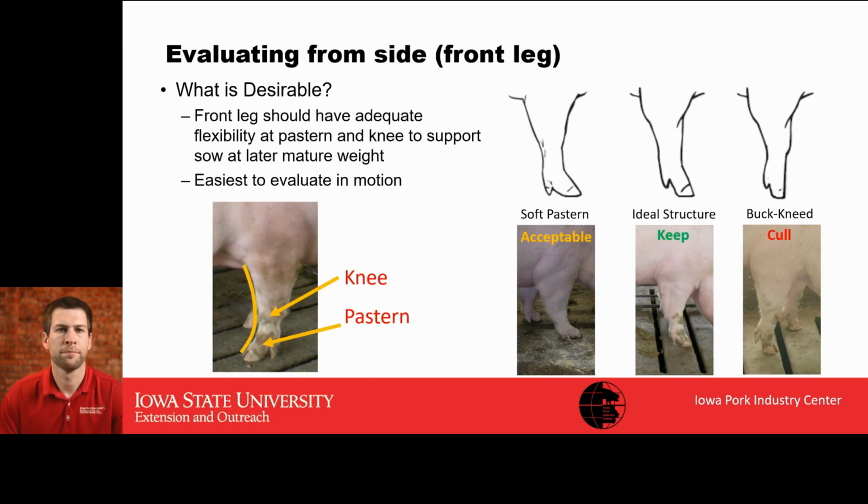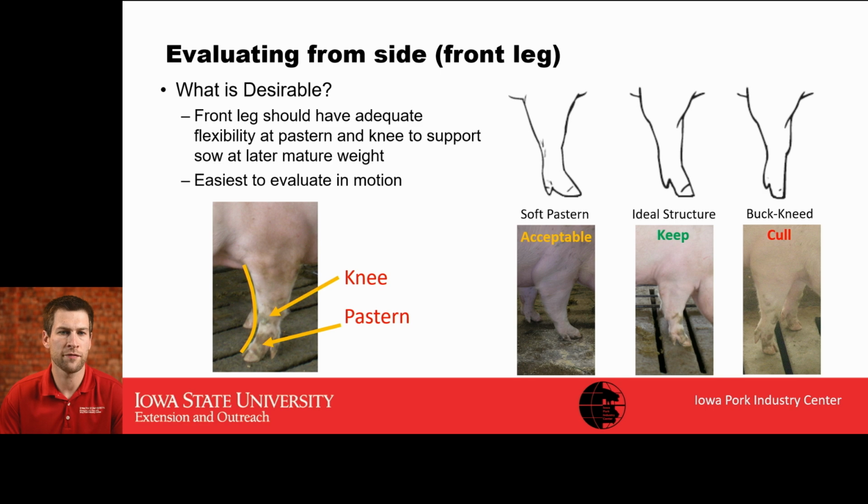So we talk about evaluating structure and what we need to be looking for to maximize sow lifetime productivity. So what's desirable? When we look at the front leg from the side, we want to find ones that have adequate flexibility at that pastern and knee to be able to support that sow at a later mature weight. So we think about having a little bit extra cushion, a little bit extra flex there, similar to an athlete. Obviously, an athlete has to be able to bend and flex at all of their joints, their knees, their hips. Similar in that sense, we need to have some flexibility and some shock absorption within the pastern and knee on a front leg here on a sow.